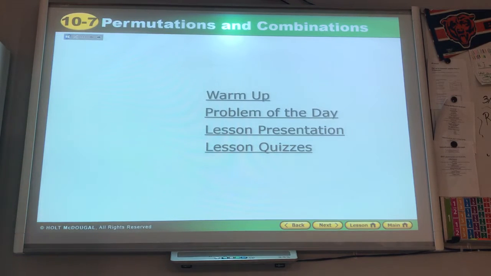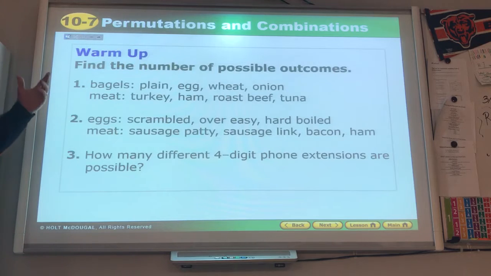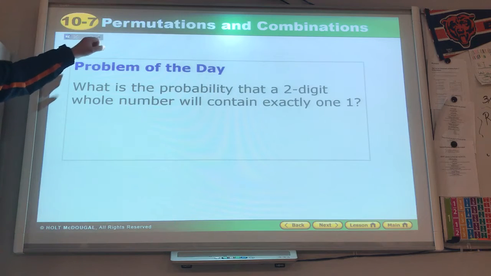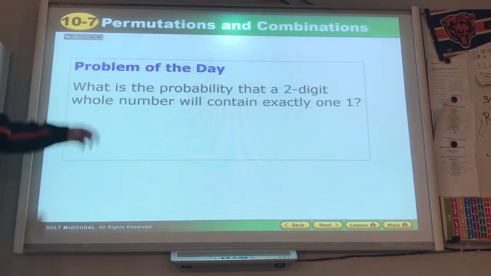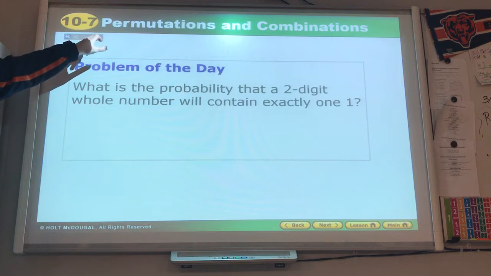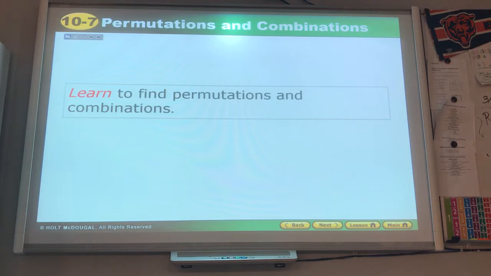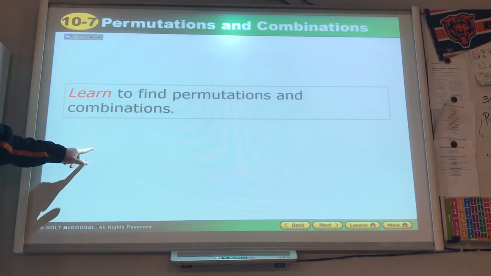Permutations and combinations. What is the probability that a two-digit whole number will contain exactly 1, 1, 17, and 90? We're going to learn to find permutations and combinations. We'll talk about what they are in a bit.